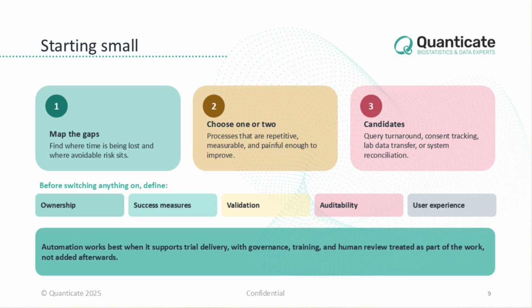Define ownership, success measures, validation needs, auditability, and user experience. Automation works best when it supports trial delivery, with governance, training, and human review treated as part of the work.